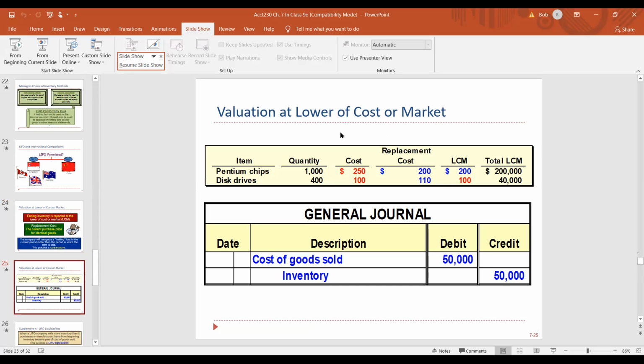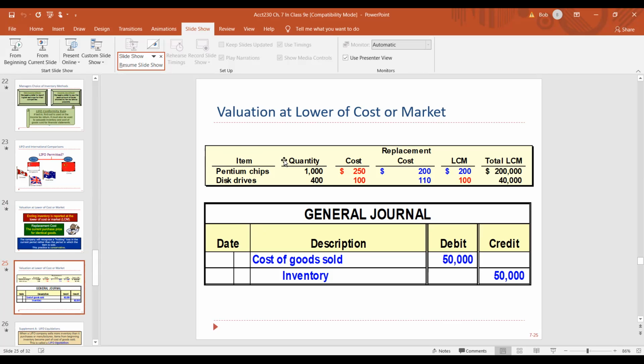It can be done line by line, like you see here, but more likely for a big company, you're allowed to aggregate similar items together. Perhaps men's t-shirts, men's dress shirts, something like that, rather than each individual one. Either way. So let's see what we have going here. We have an inventory of 1,000 Pentium chips. We paid $250 for these goods. So our inventory for that item is valued at $250,000. Would you agree? 1,000 times 250.